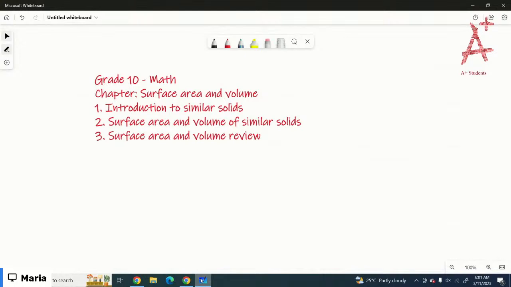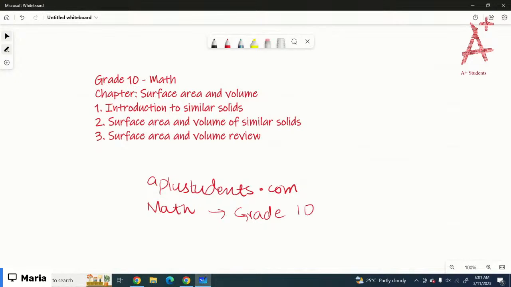So we're going to start with grade 10 maths. You can find all the lessons on aplusstudents.com. You have to log in there using your email address, and the password is provided by the administrator. Then you have to select math from the subject tab. Scroll down to grade 10 and then click on view all lessons.